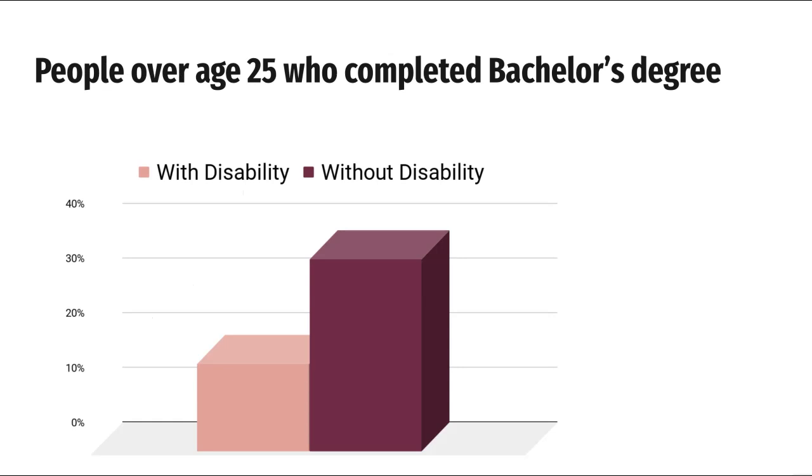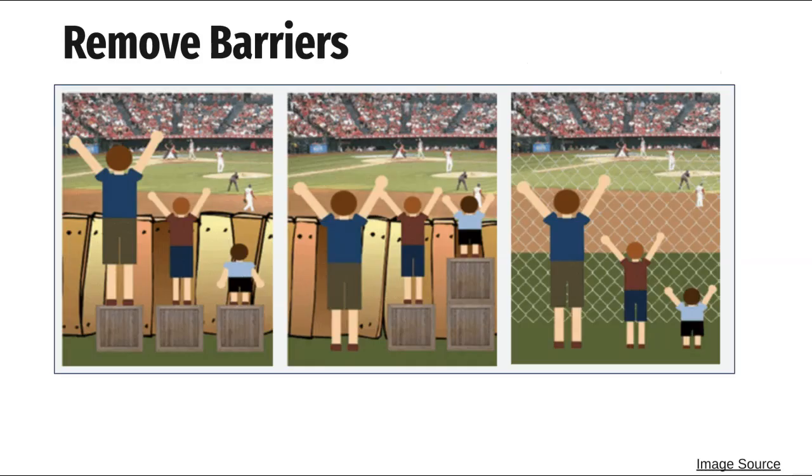When we look at statistics for the completion of a bachelor's degree for people over the age of 25, the percentage of that population without a disability who is able to complete the degree is much higher than for people with a disability. People with a disability have a much harder time completing a bachelor's degree. So as educators, how can we help all students?